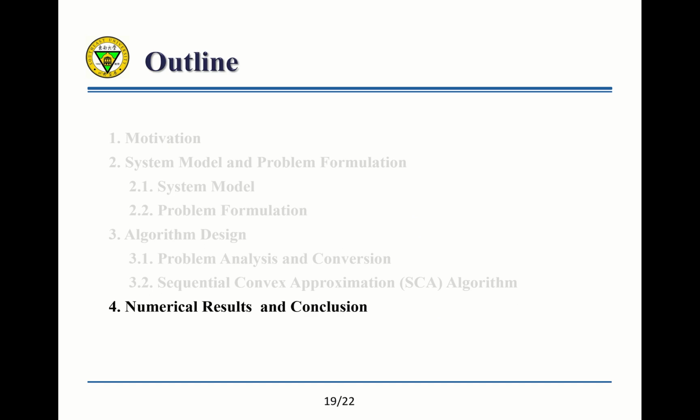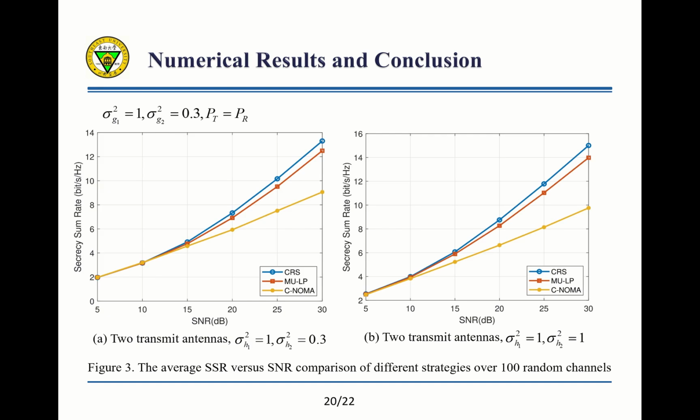Now we come to the last part, numerical results and conclusion. In both sub-figures, the proposed CRS performs better than MULP and cooperative NOMA, which is due to the fact that the proposed CRS uses the common message not only to serve as artificial noise for impairing the decoding of the eavesdropper, but also to enhance the interference management among U1 and U2.